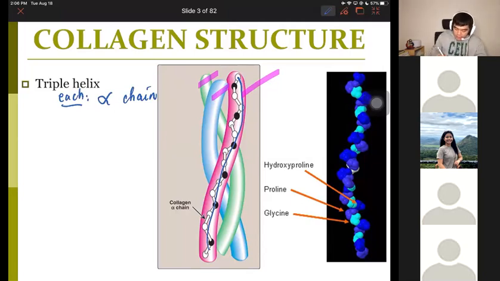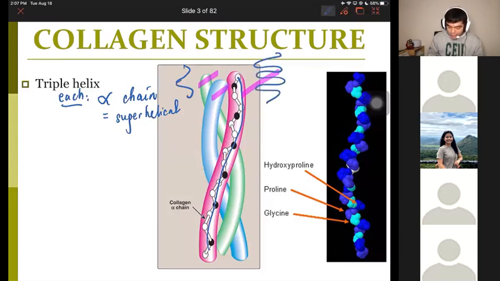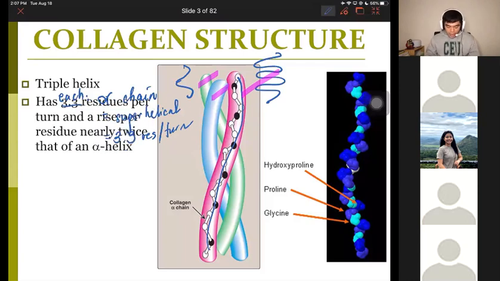Now, ano ang characteristics ng alpha chain? Number 1, ang alpha chain ay isang superhelical structure. So when we say superhelical, ganito siya kasimple. Ibig sabihin, yung pag-coil niya ay mas madalas. That is, 3.3 residues per turn siya. Okay? Again, 3.3.